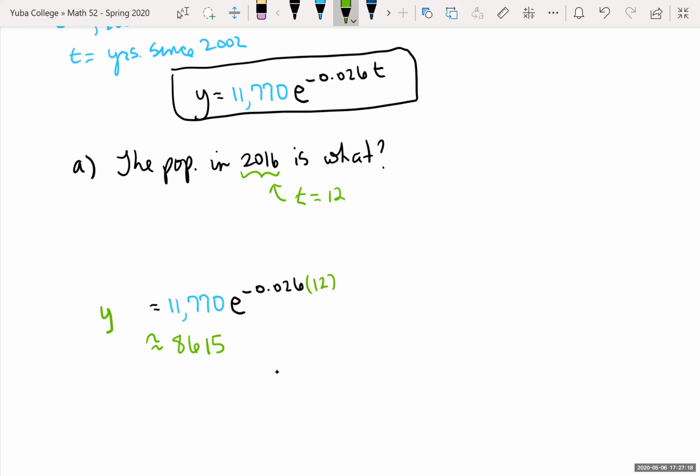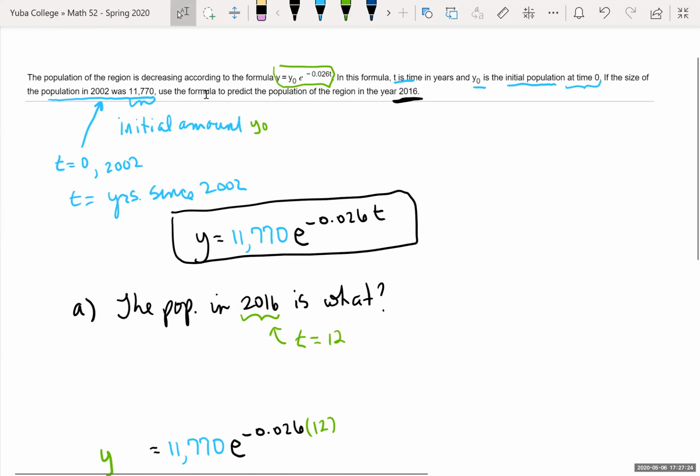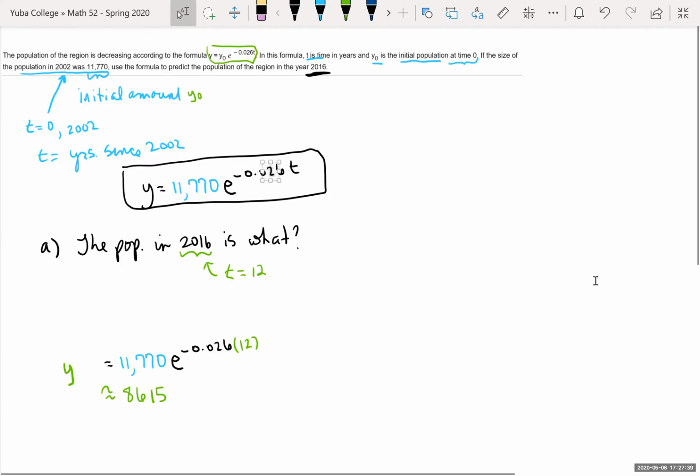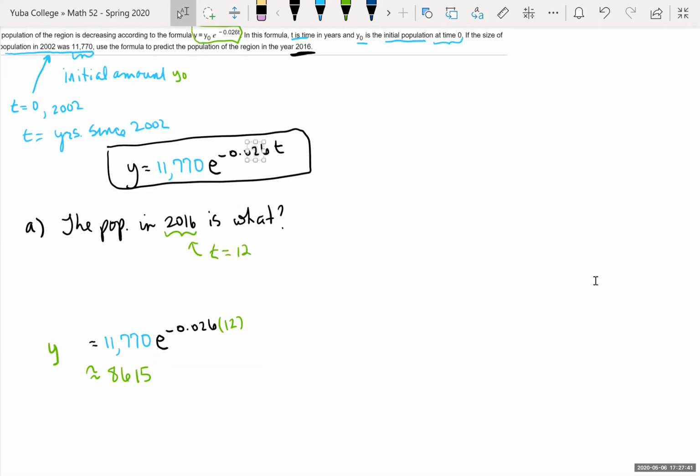Okay, so that's less than the original population. And so my guess is what it was saying, it was decreasing, and it said it was decreasing. And I knew that too. When I looked at that value, this coefficient in front of time, that is the growth rate. And so if that's negative, it's a decreasing function. And if it's positive, it's increasing.